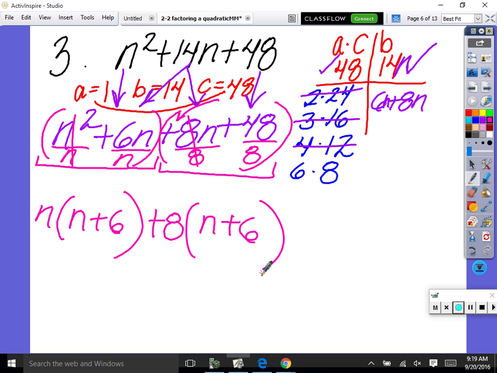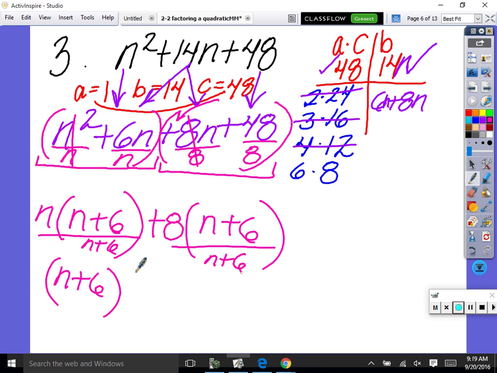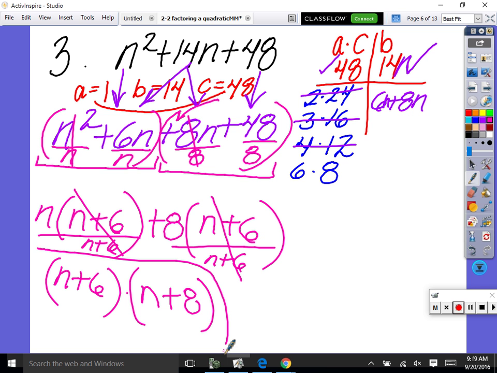Our last step, we're almost there. This is literally the last step. Factor out your safe haven. So we factor out n plus 6. Now once we write it out here, we're going to go back and divide by n plus 6, divide by n plus 6. So then left in the first term is an n, left in the second term is a plus 8. Now we have the product, these are being multiplied together, the product of two linear factors. So this is linear, linear, so we know we're done.